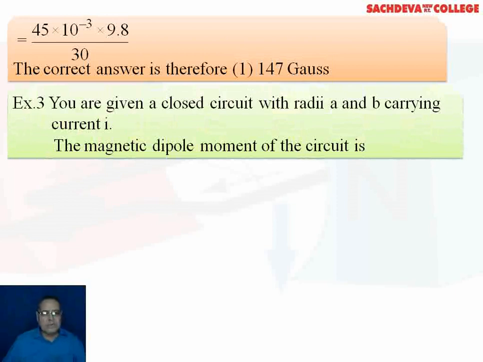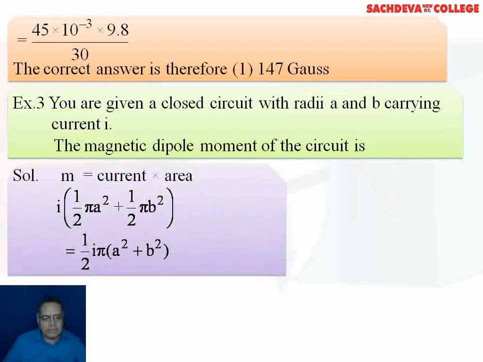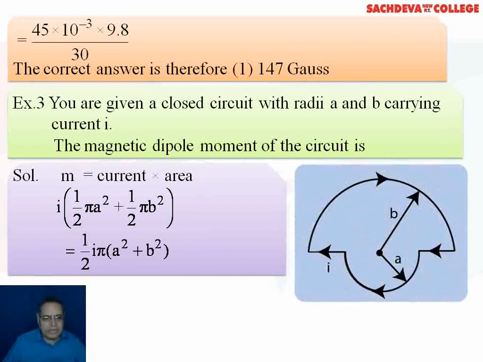Now, in the third example, you are given a closed circuit with radii a and b carrying current I. The magnetic dipole moment of the circuit is to be found. The magnetic dipole moment is given by current into area. Current is taken as I, and according to the figure, area can be taken as half pi a square plus half pi b square. Making the calculations, the net result will become half I into pi into a square plus b square.